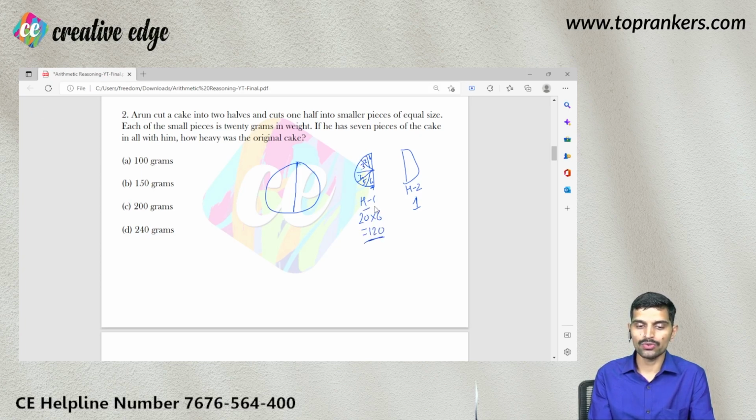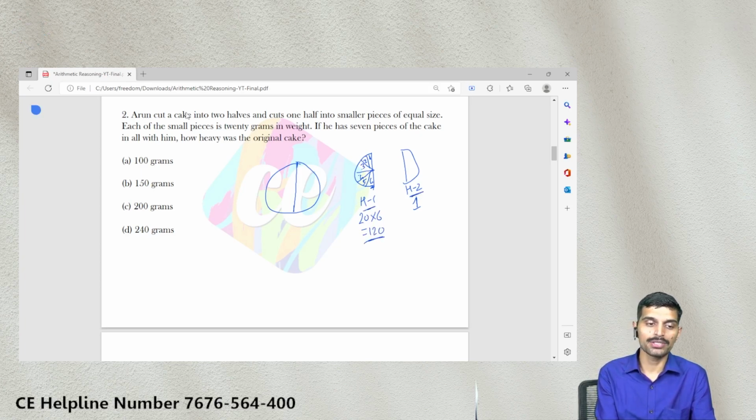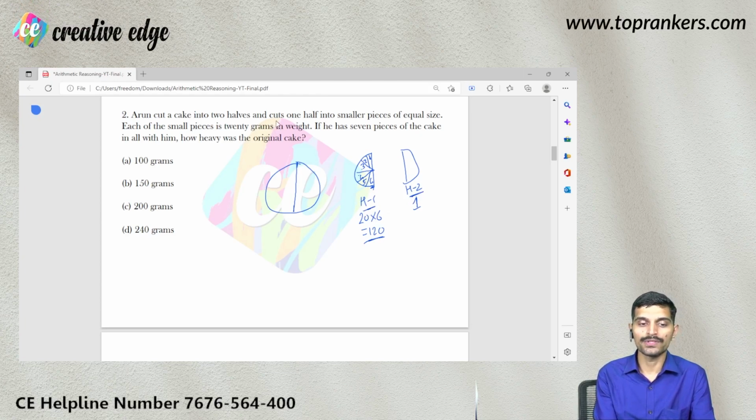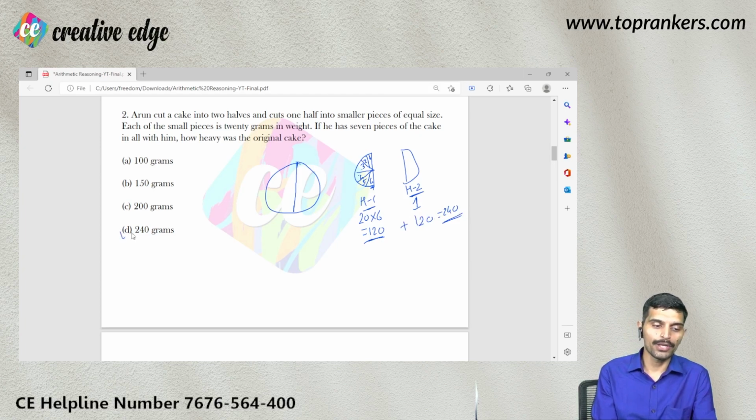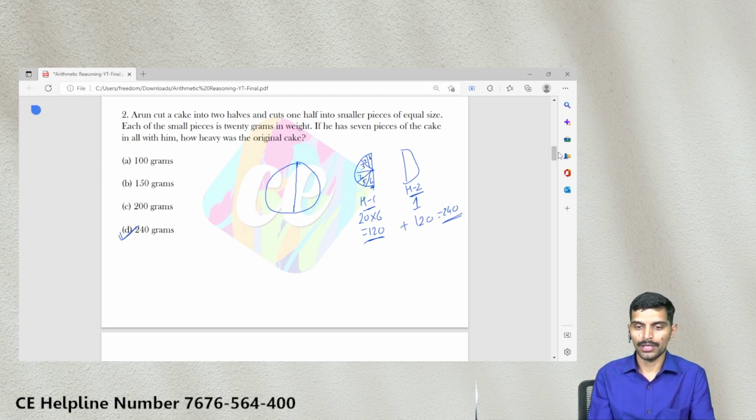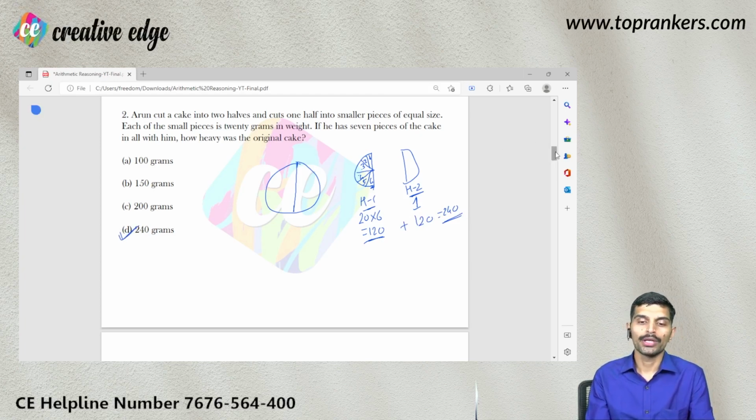And this H1 is equal to H2 because it says cuts into two halves. If there are two halves, they both are equal. So its weight should also be 120. So 120 plus 120, total weight should be 240 grams, right? Let's move to next question.